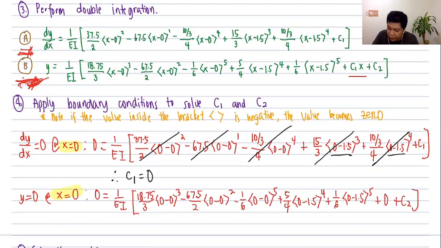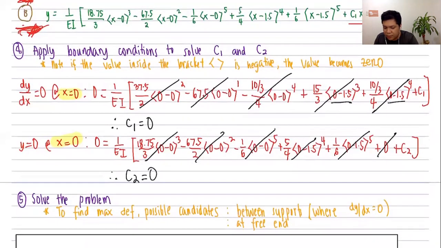Okay? If we look at this, 0 minus 0, that cancels out. 0 minus 0, 0 minus 0. 0 minus 1.5 is a negative value, so that's 0. 0 minus 1.5 is still a negative value, so that's 0. Therefore, C2 is also equal to 0.